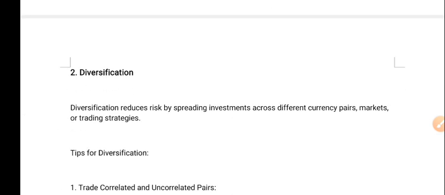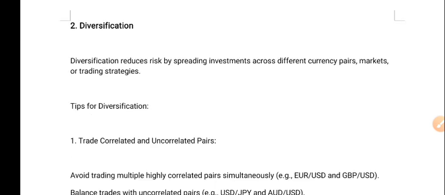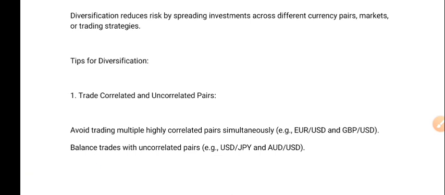Diversification is another one in risk management. Diversification reduces risk by spreading investment across different currency pairs, markets, or trading strategies. What it means is that instead of just taking one trade, one pair, let me say there's Volatility 100, Volatility 75, Volatility 250, 1s. Instead of just focusing on Volatility 75, you can go and trade here, trade in 100, trade in 200, understand? So that your money can spread.